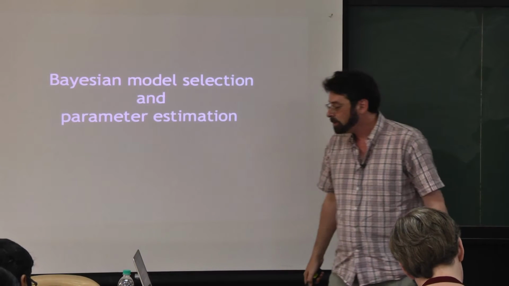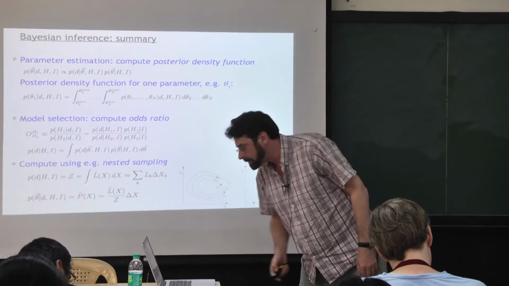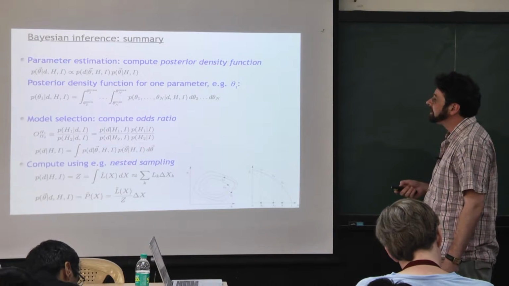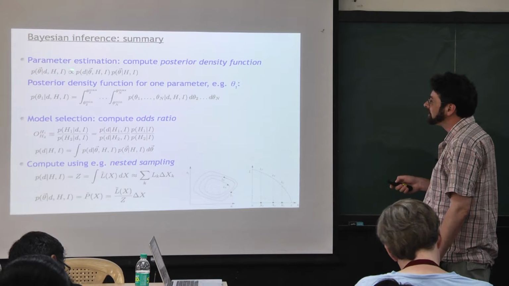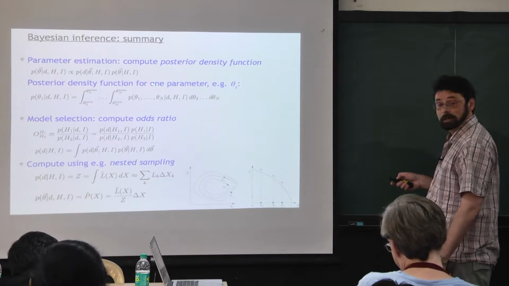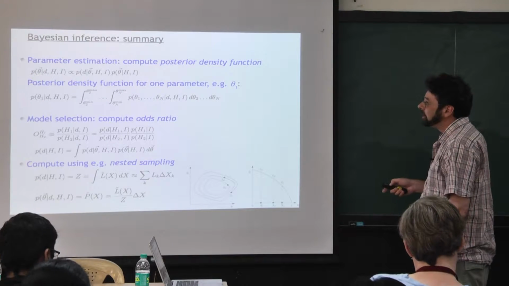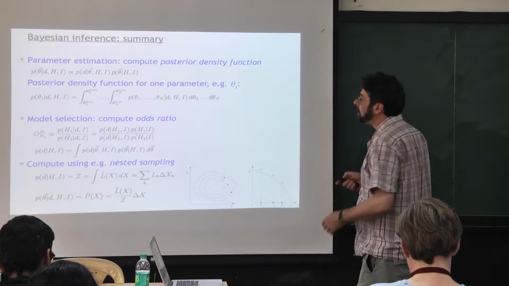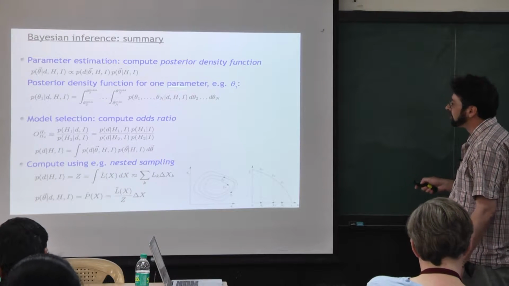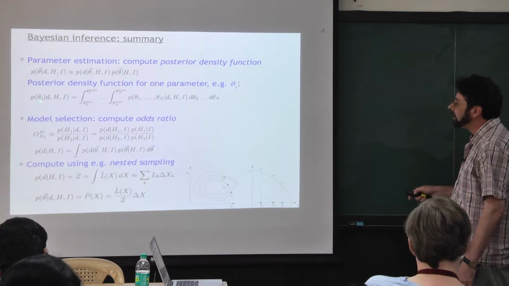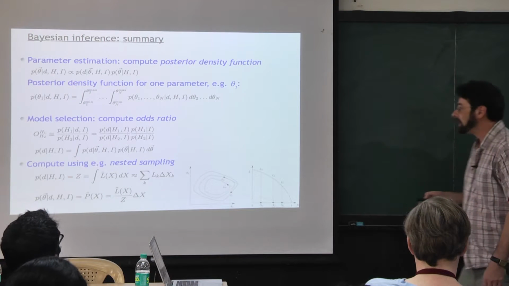So today we continue with Bayesian model selection and parameter estimation. And so, what we already saw yesterday is that if you want to do parameter estimation, you can compute the posterior density function by taking the likelihood and multiplying with the prior. And then, usually there are many different parameters in the problem, but if you're interested in only one of them, so you want the posterior density function for instance, for mass 1, then you just integrate out all of the others.